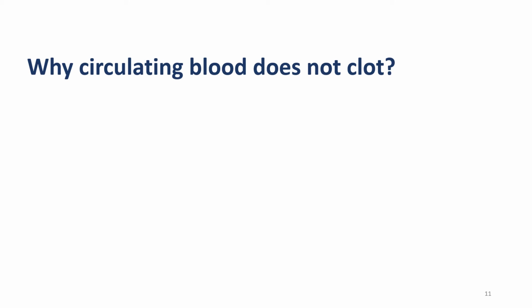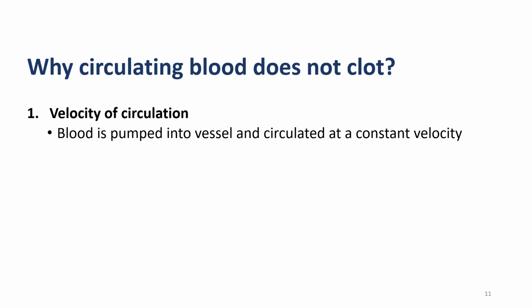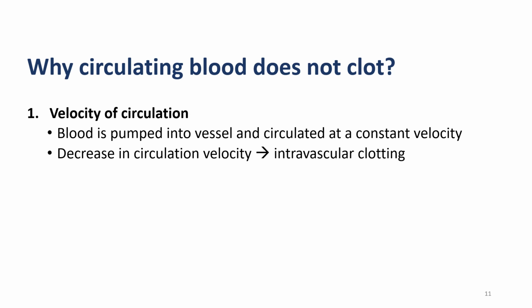Now coming to the next question: why does normally circulating blood not clot? The first point is velocity of circulation. Blood is pumped into the vessels and it is circulated at a constant velocity. When there is a decrease in circulation velocity, there is intravascular clotting. At this point, you must also remember that in polycythemia there is a decrease in velocity of circulation, hence there is an increased chance of platelet plug formation and clotting.